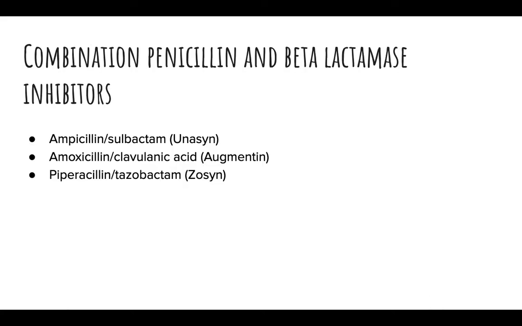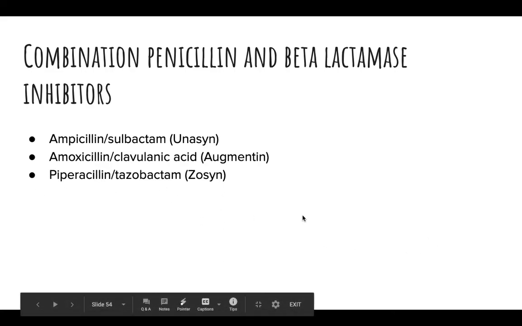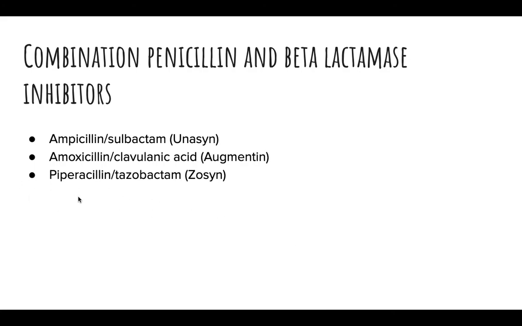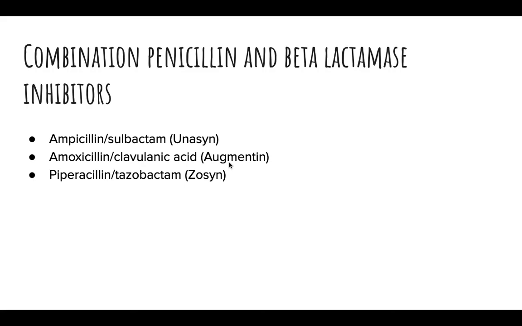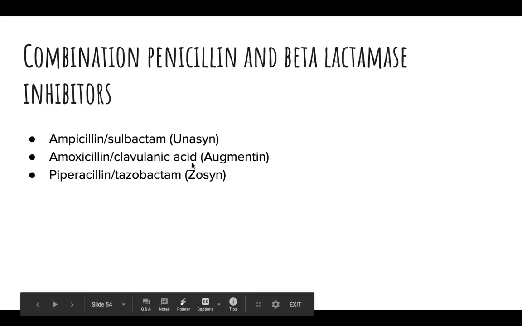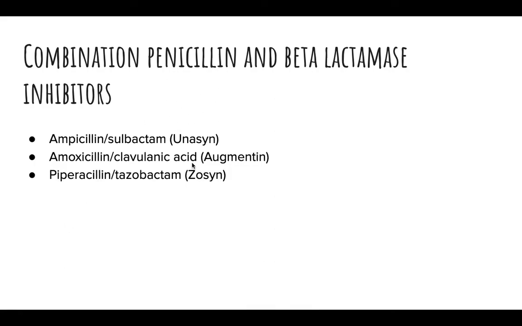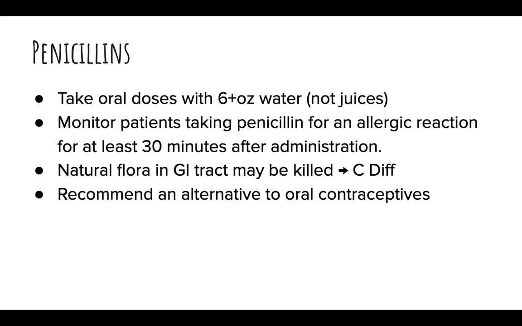All right, so like we talked about, we have these combination penicillin and beta-lactamase inhibitors, these strong antibiotics. So like I was saying, I gave that lady yesterday some Zosyn, so it's piperacillin and then tazobactam that's going to help make that stronger. We have amoxicillin and clavulanic acid, which is Augmentin. That can cause some diarrhea, so tell your patients about that. And then ampicillin and sulbactam. So these are just kind of stronger than if I were to just give an amoxicillin by itself. So these are kind of these combo things.